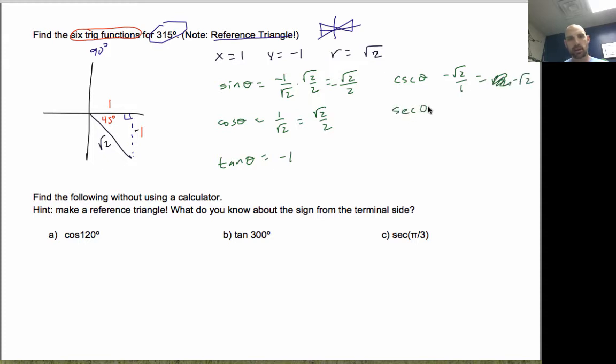Secant of theta. And this is root 2 over 1, which is root 2. And this is cotangent of theta, which is -1, because the reciprocal of -1 is -1.